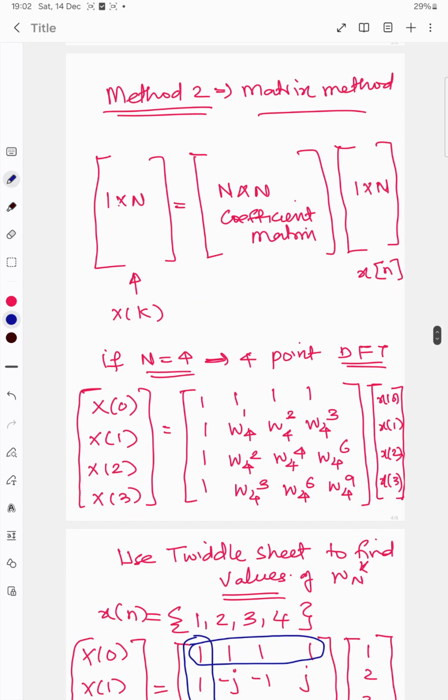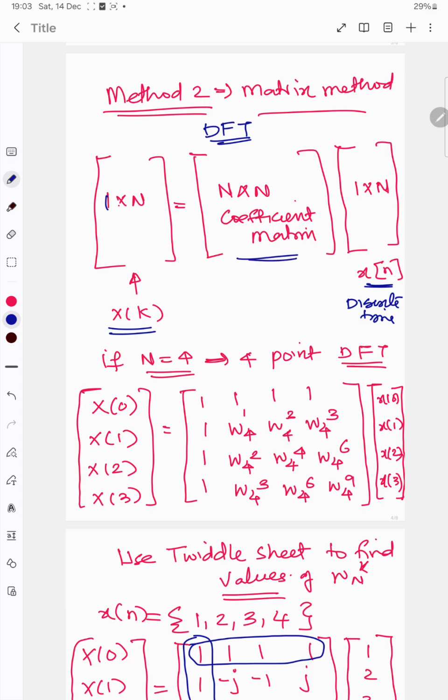Now the second method is called the matrix method. In this particular matrix method, what do we need in the normal structure of the matrix? We need the output matrix, which is the X of k. So this is basically for the DFT computation. The input is x of n, which is the discrete time signal, and the output is the X of k. Then we need a coefficient matrix.